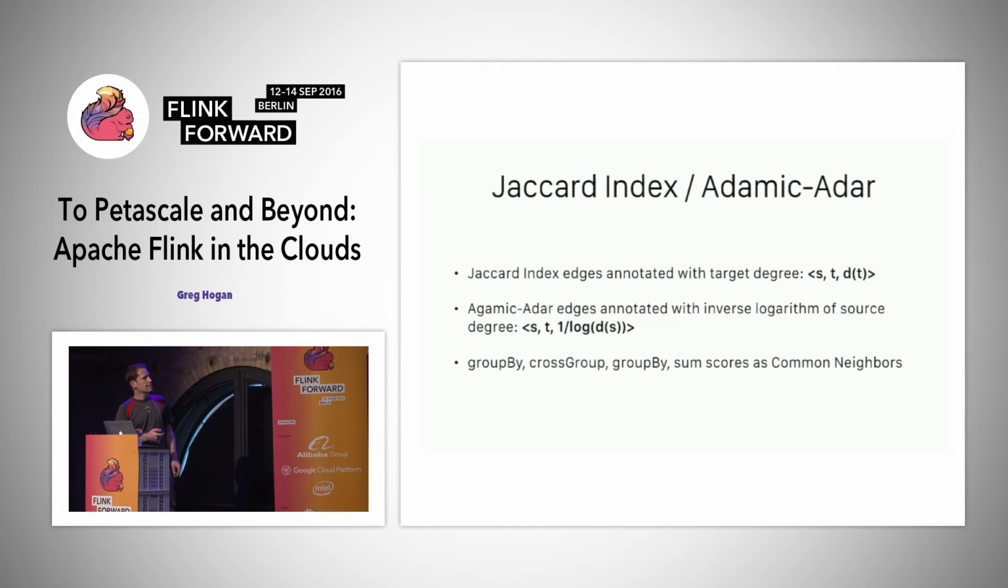Now, Jaccard index and Adamic-Adar are very similar. We just need to do a little bookkeeping. With Jaccard similarity, we need to track the degree of the target edge, and with Adamic-Adar, we're computing the inverse log of the source vertex. And the rest of the algorithm is entirely the same.